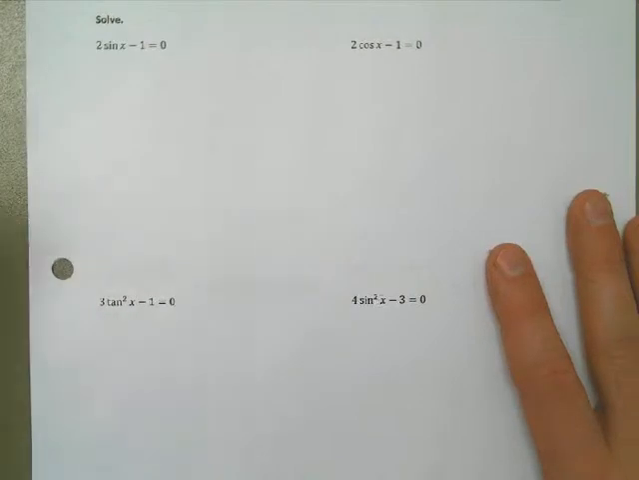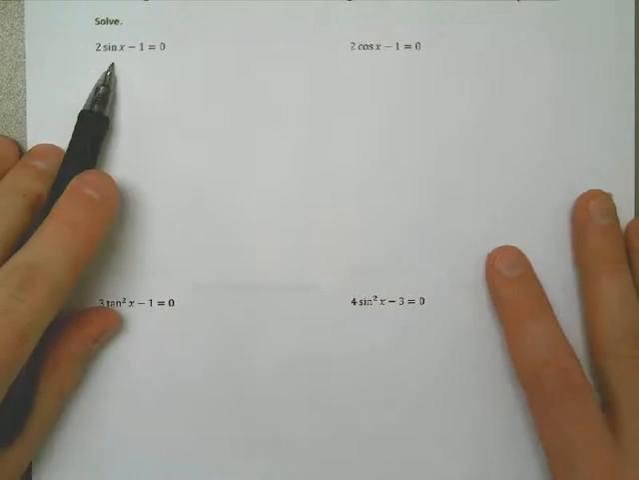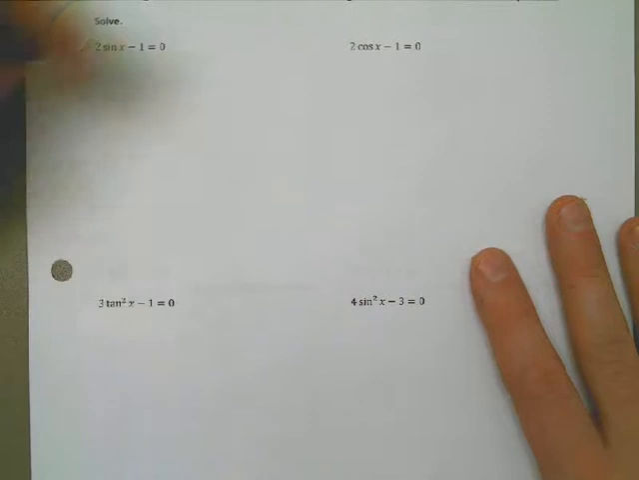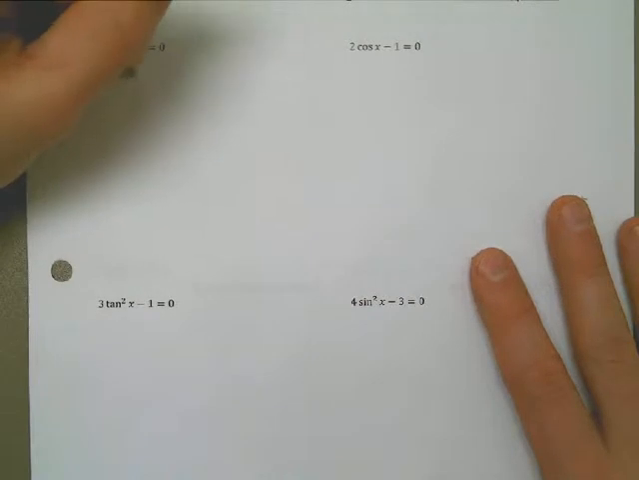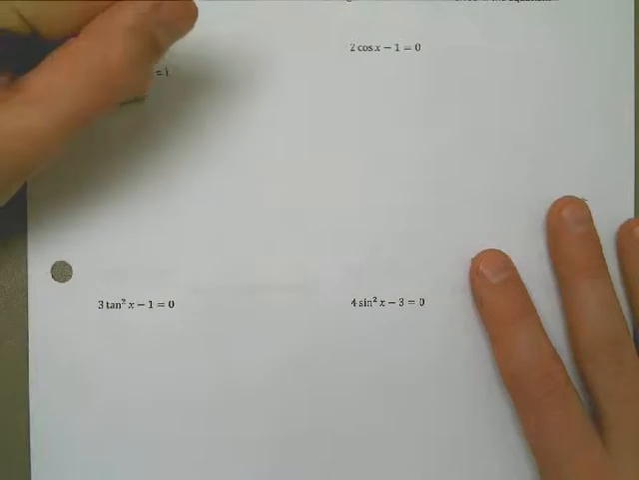So our first step is, just like we would do for 2x minus 1 equals 0, we would get the x by itself. We're going to get sine of x by itself. So I'm going to start by adding 1 to both sides. 2 sine of x is equal to 1. And then I'm going to solve for sine of x by dividing by 2. The sine of x is positive 1/2.